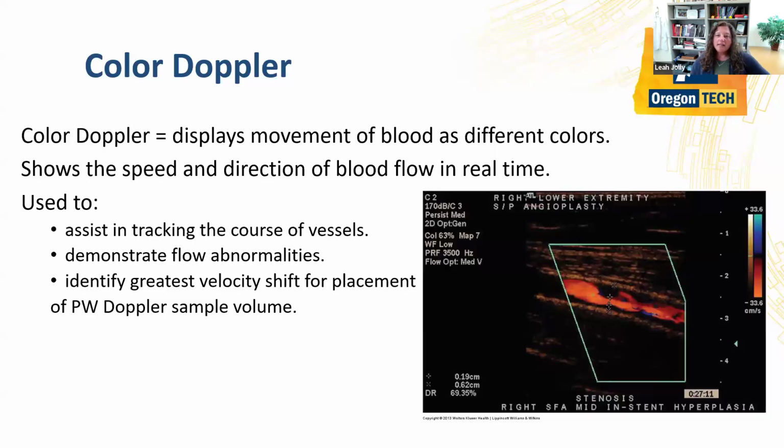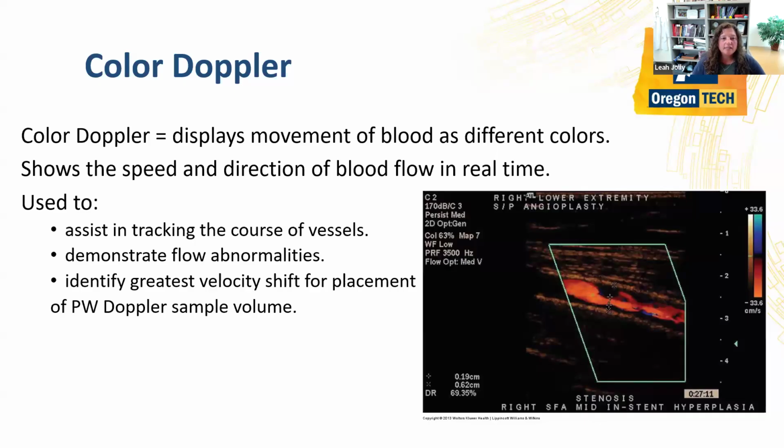Color Doppler is the next tool we're going to use. So we've assessed the vessel with B mode, looked for any pathologies that we can see there. We're going to turn on the color. So color displays the movement of blood as different colors, and we can adjust the settings to show which color we want it to show. It shows the general speed and direction of blood flow in real time. We don't measure the speed with color, but we can see where it's moving faster or slower as it's going through the vessel.